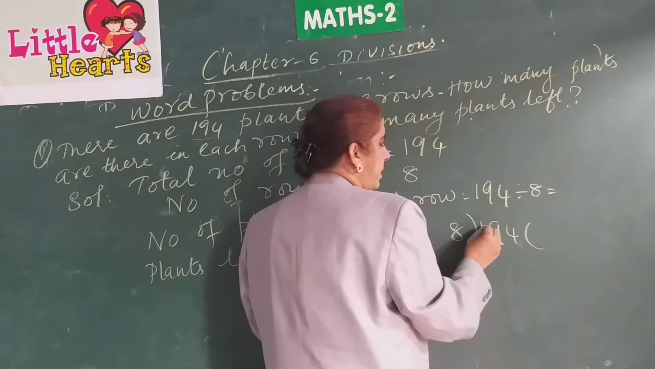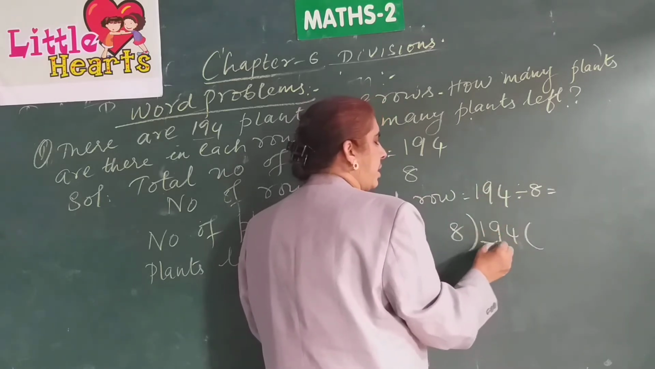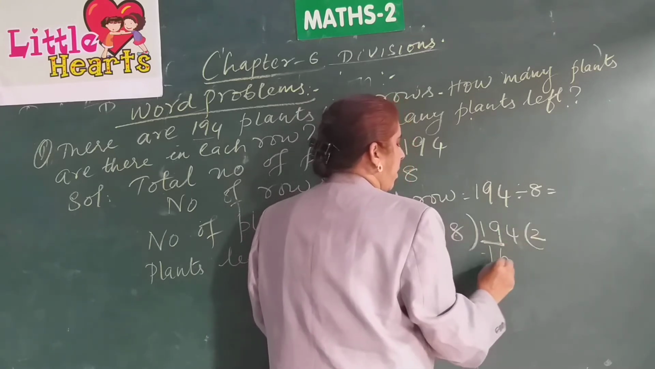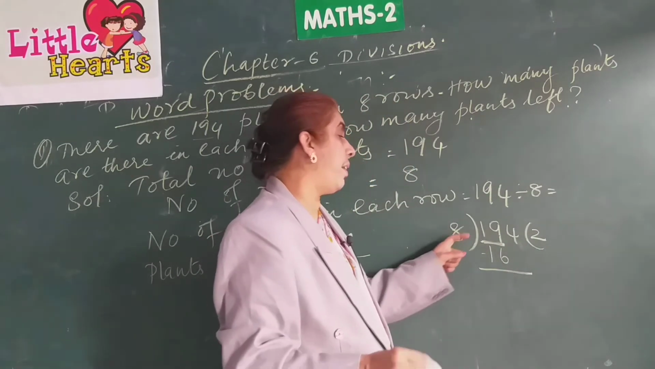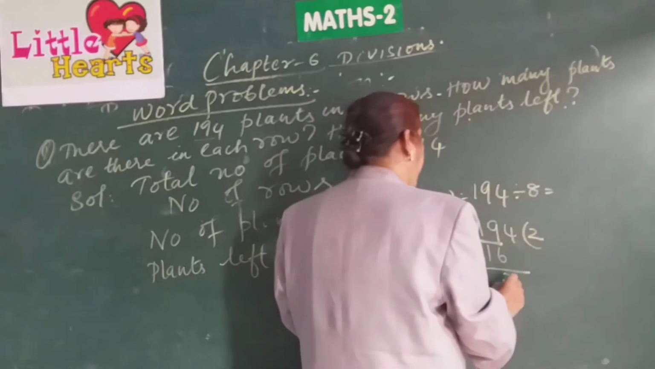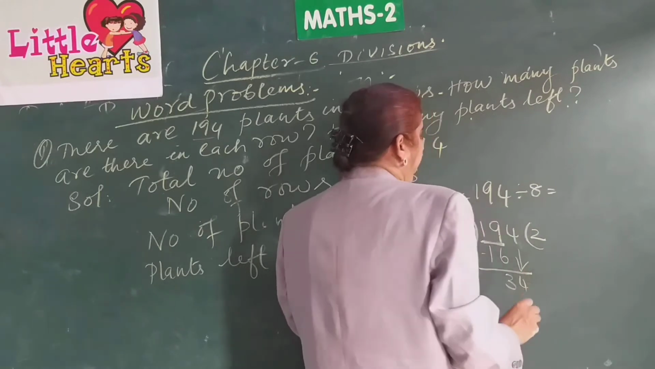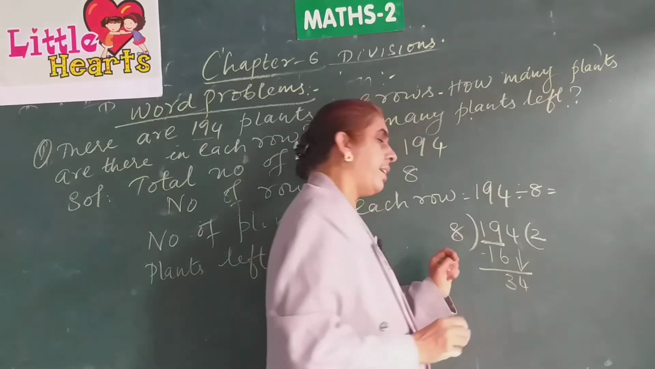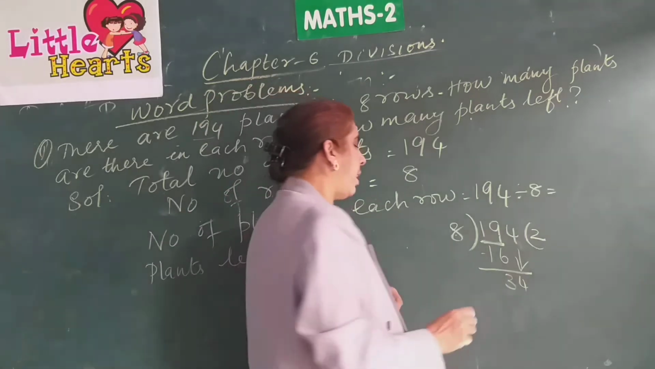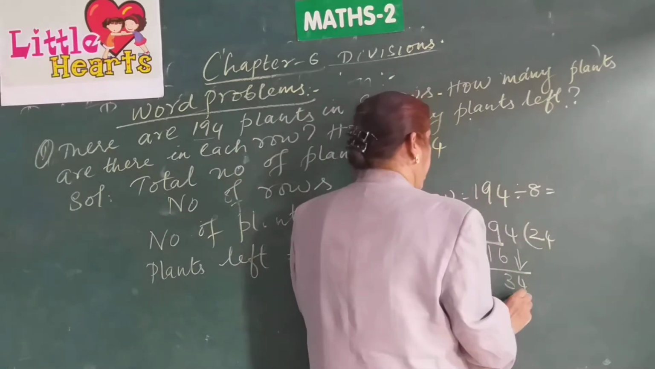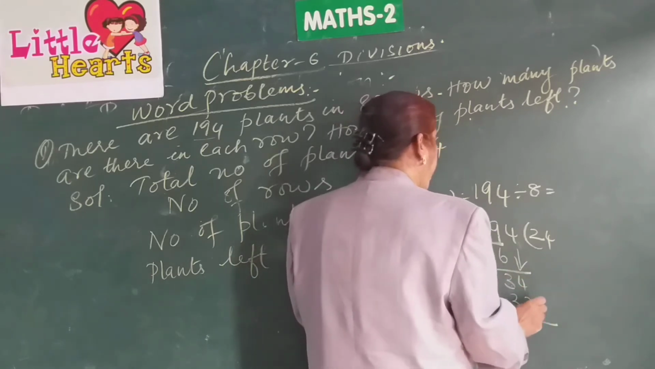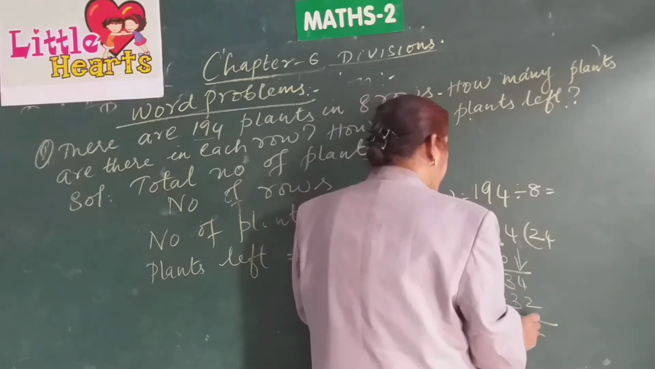8, 1 is less than 8, so go with the 2 digits, consider 19. 8 2s are 16. Always start dividing from the hundreds place. 9 minus 6, 3. Bring down 4. Again divide 34 by 8. 8 1s are 8, 8 2s are 16, 8 3s are 24, 8 4s are 32. Nearest number to this is 32. 4 minus 2, 2. 3 minus 3, 0.